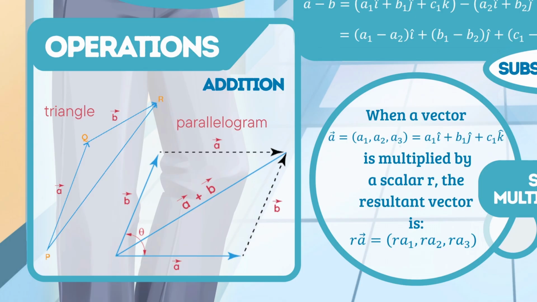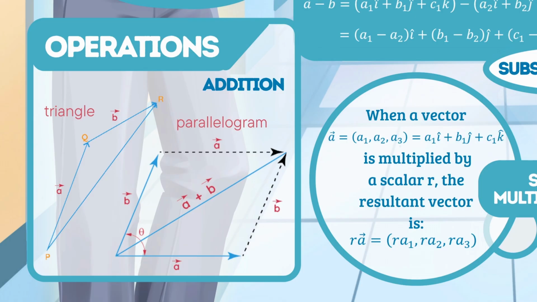The second one is the parallelogram law. The law states that if two co-initial vectors acting simultaneously are represented by the two adjacent sides of a parallelogram, then the diagonal of the parallelogram represents the sum of the two vectors, that is, the resultant vector starting from the same initial point.